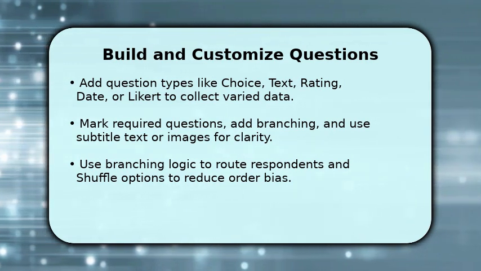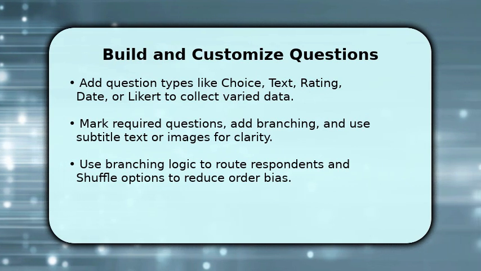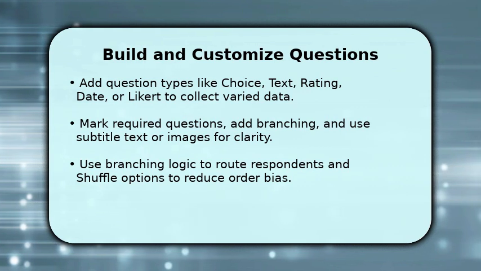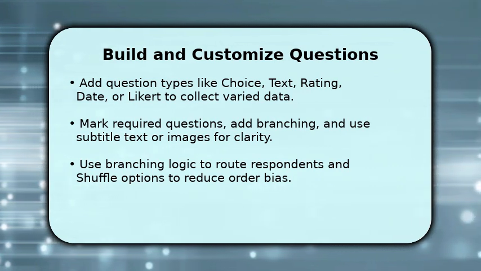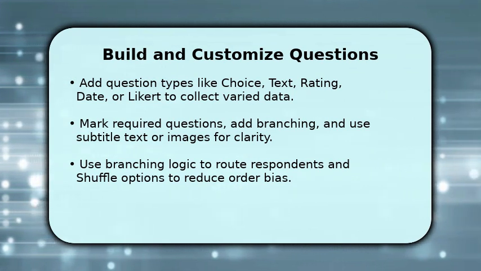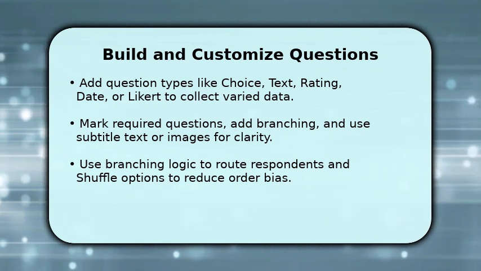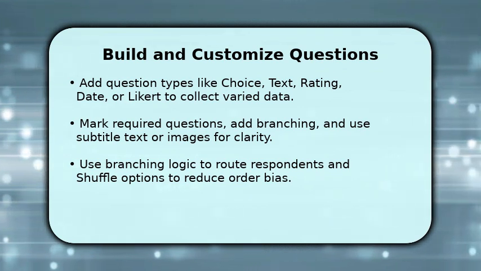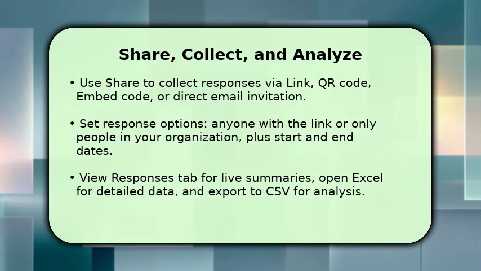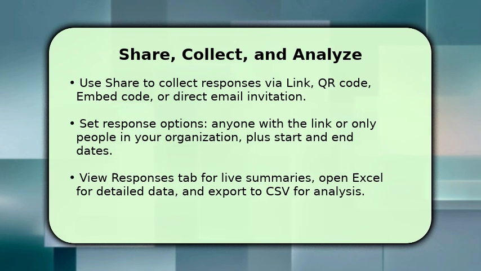For each question, add a subtitle or image and mark it required if you need an answer before submission. Use the ellipsis menu to enable restrictions, set max length, or allow multiple answers for choice questions. Configure branching to route respondents to different questions based on their answers, and enable shuffle options to reduce order bias in multiple choice items.